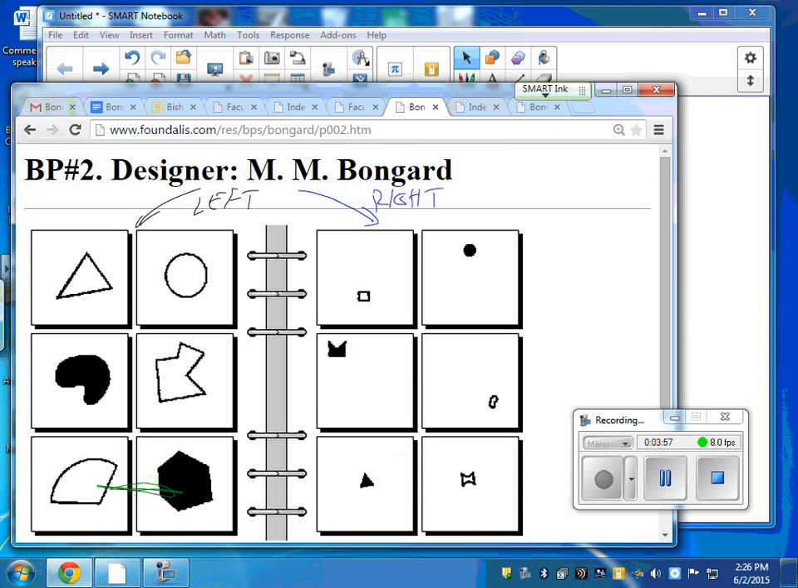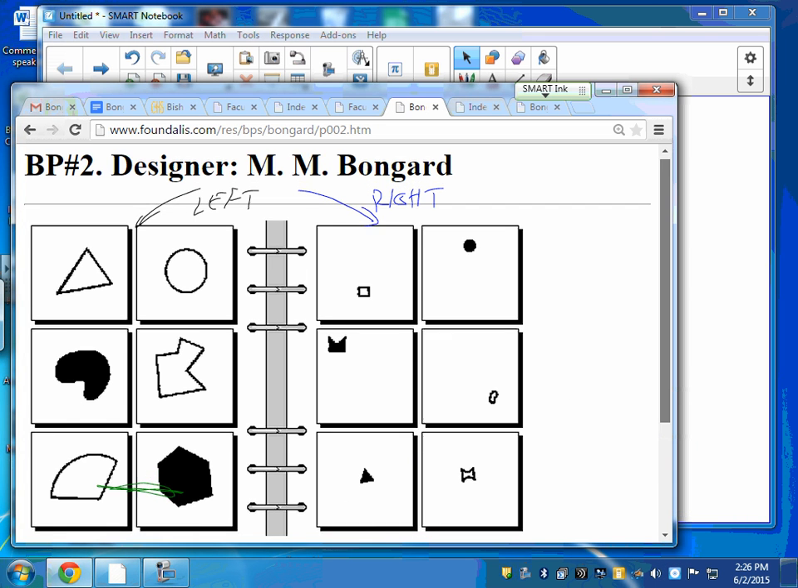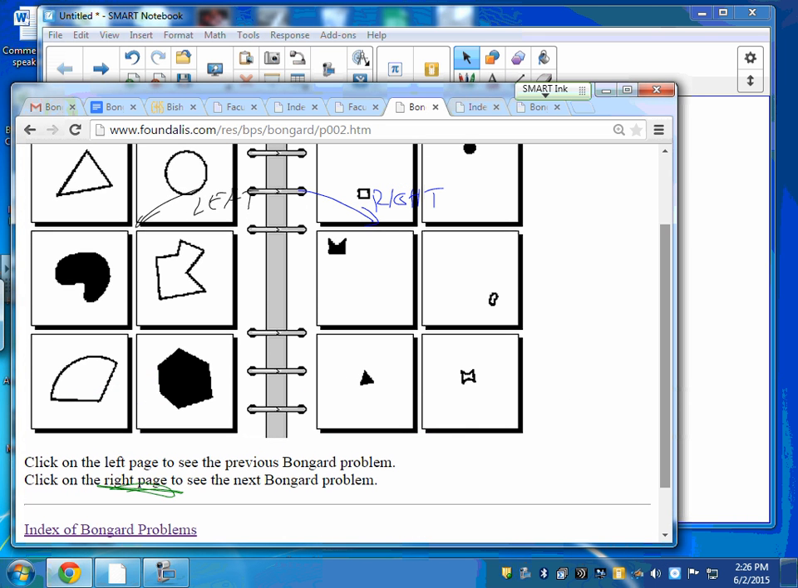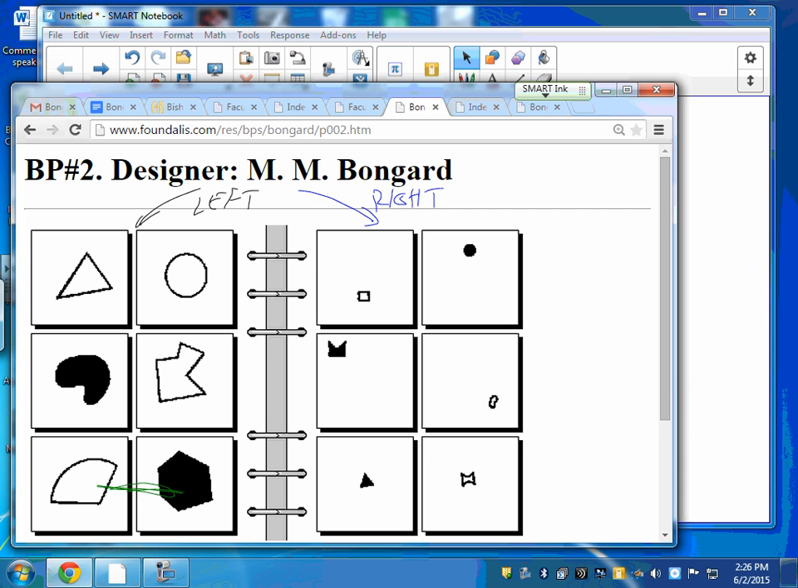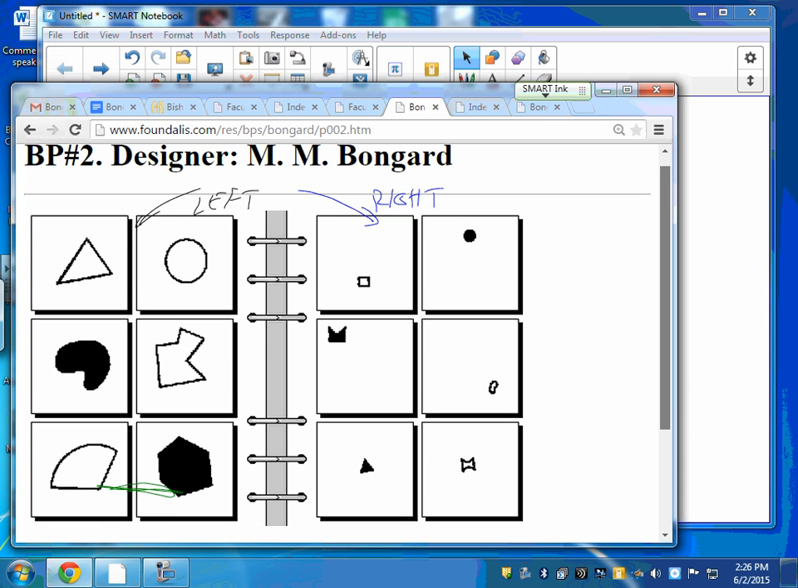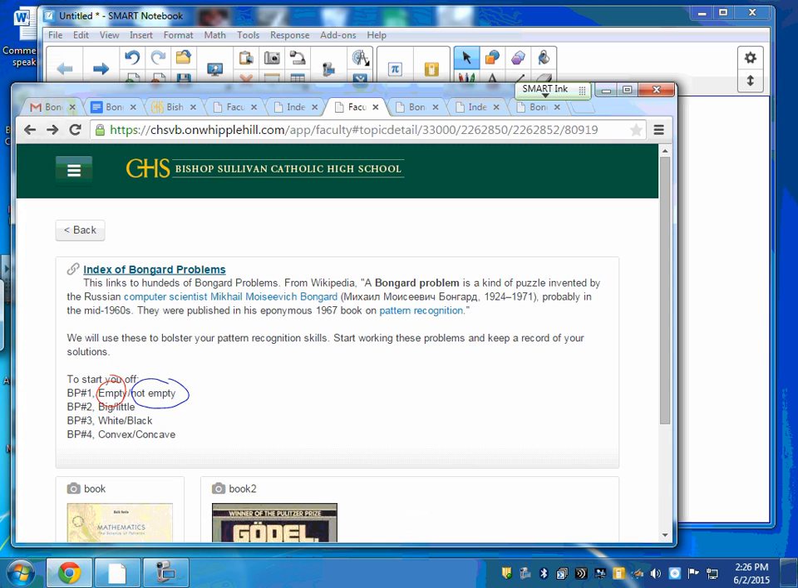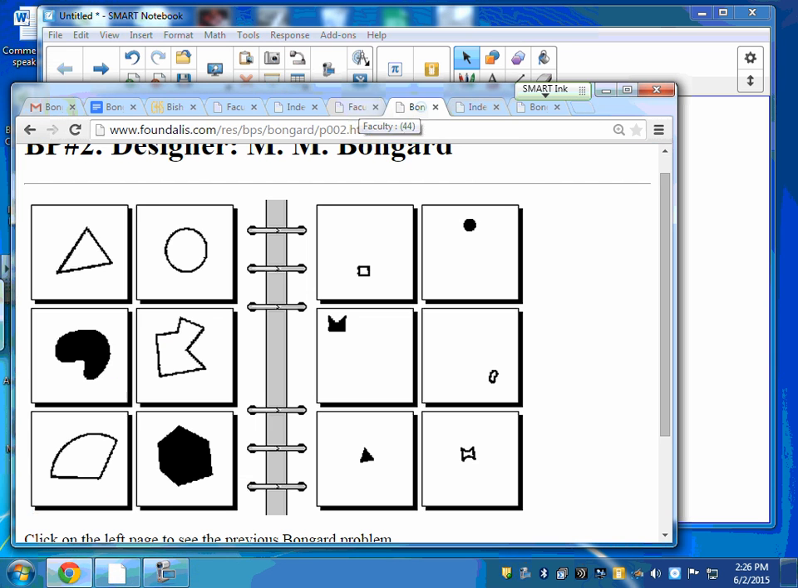So if I just click there, now we're at Vanguard problem number 2, and if you click on the left page, you go back to the previous one, back to the right page. Okay, problem number 2. What do these have in common? Well, I already gave you the solution. On the left, you see big things. On the right, you see little things. So that's pretty clear, left and right.